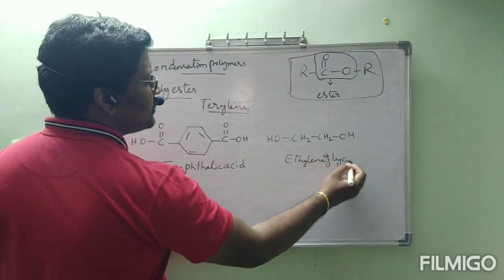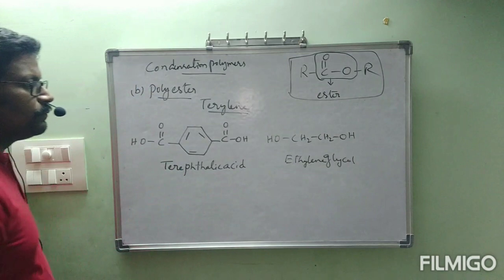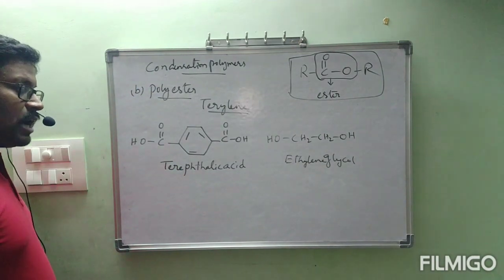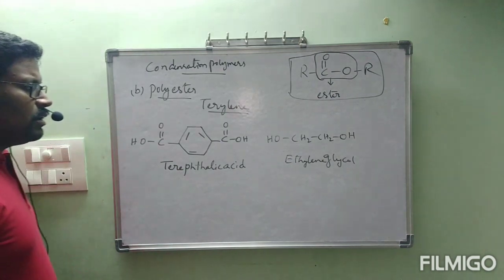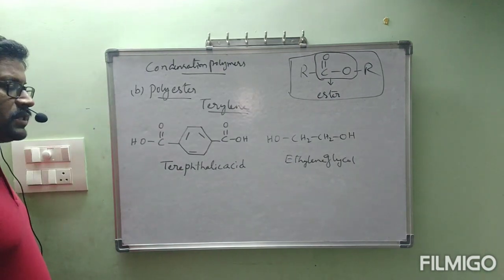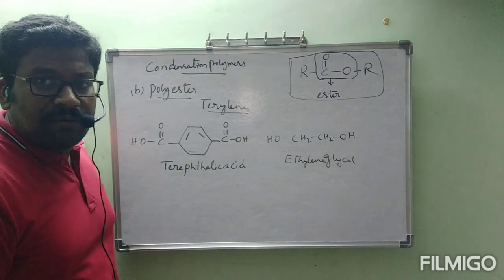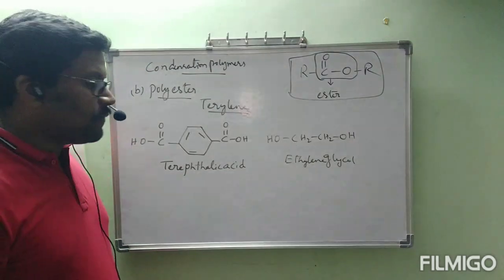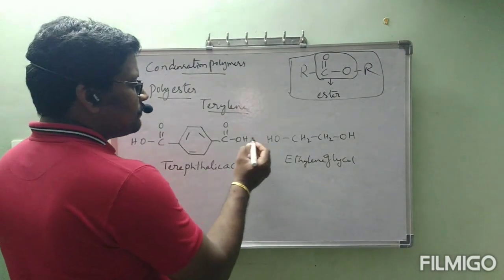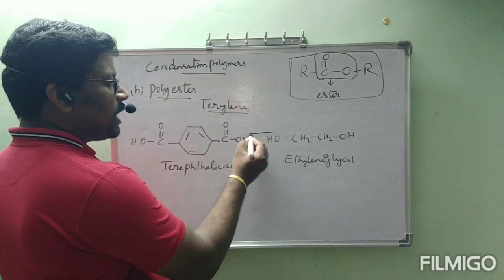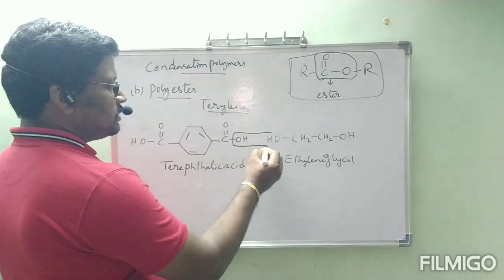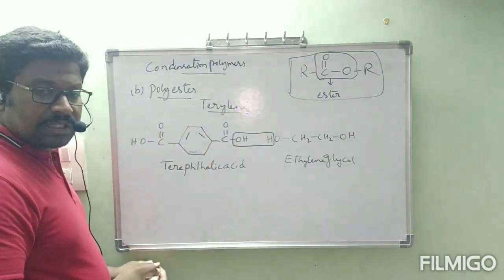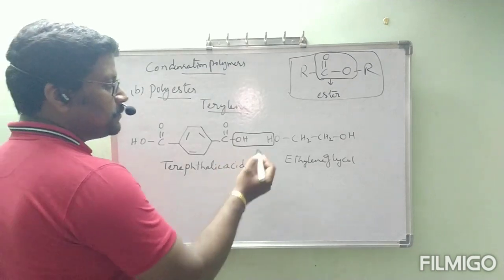What is the IUPAC name of ethylene glycol? Ethane 1,2 diol. What about terephthalic acid? The IUPAC name is benzene 1,4 dicarboxylic acid. Now what is going to happen? Hydrogen from this alcohol group and OH from this acid group will be removed as water. That type of polymerization is called condensation polymerization.